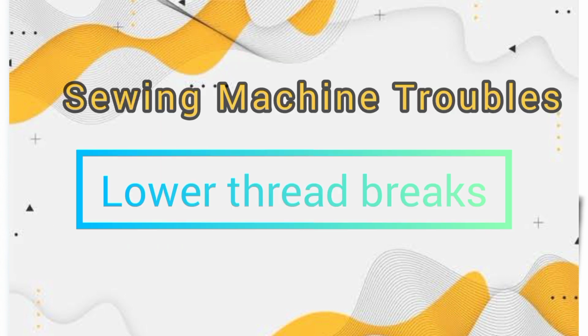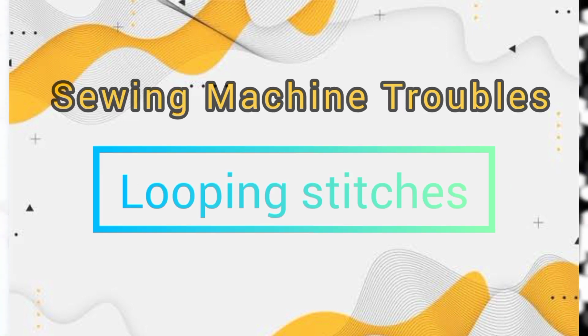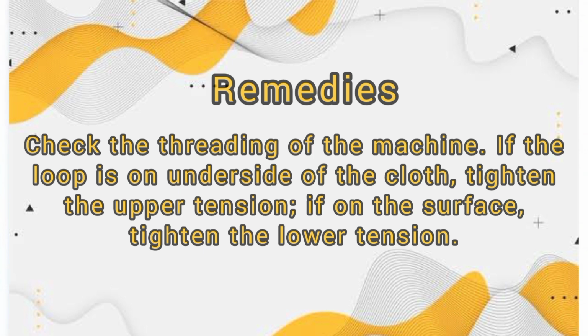Then next is lower thread breaks. So remedy for that is wind the bobbin properly, use quality thread, make sure upper and lower threads are of the same brand. Another is looping stitches. Remedy for this is check the threading of the machine. If the loop is on the underside of the cloth, tighten the upper tension. If on the surface, tighten the lower tension.